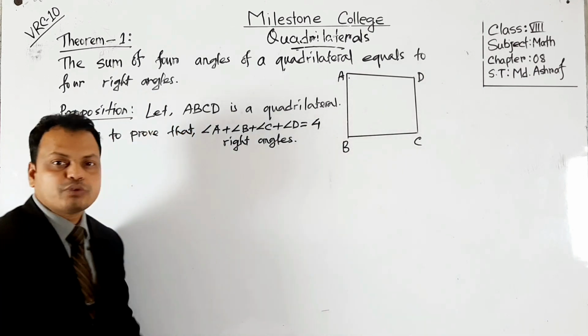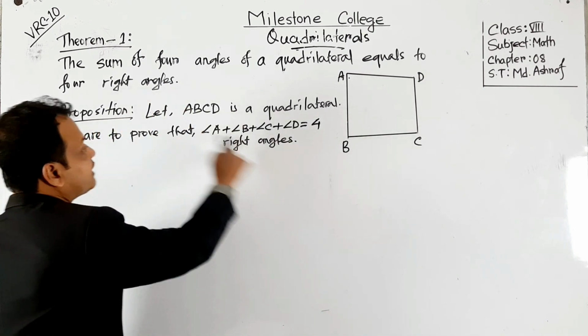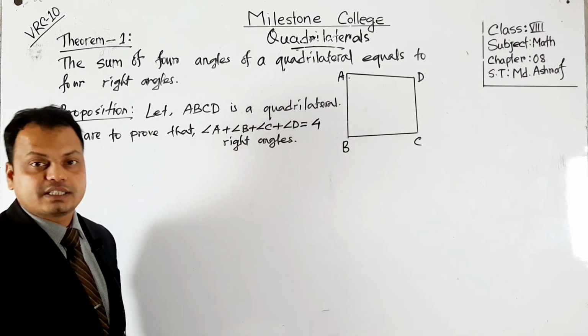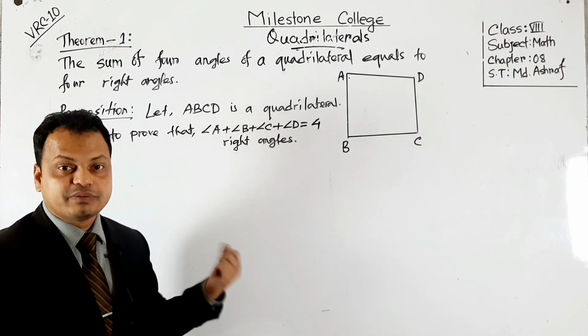Instead of 4 right angles, we can write 360 degrees, but as 4 right angles is given, that's why we will write here 4 right angles. Clear to you? Now, for proving this one, we need some information in the figure.